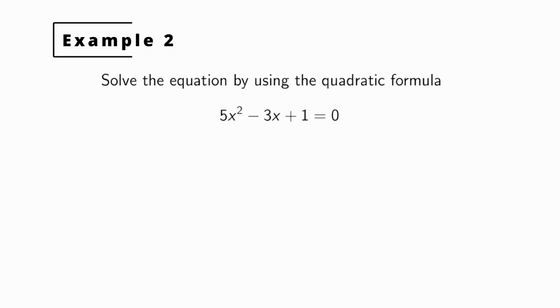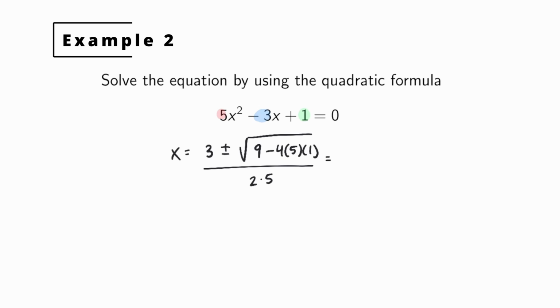Example 2. Here we have a is 5. Okay. B is negative 3. And c is positive 1. So now we simply plug all of that into the quadratic formula. So we have x is going to be negative b. So negative b will be negative 3. So that's positive 3. Plus or minus the square root of b squared. So b squared is negative 3 squared. So that's going to be positive 9. And then minus 4 times a times c. Okay, which is 5 and 1 respectively. And then divided by 2 times a.